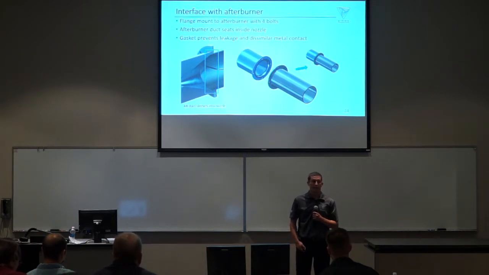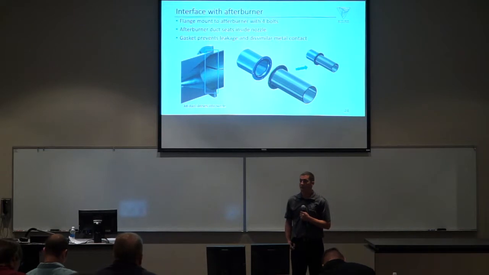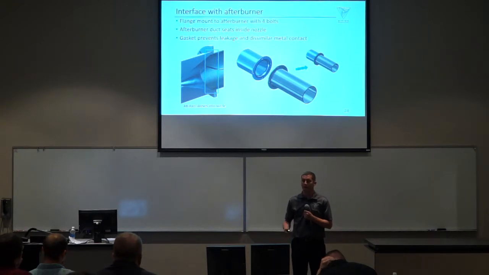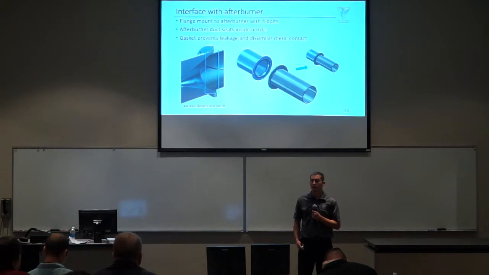So it was important that the nozzle properly interfaced with the afterburner. The nozzle mounted on the afterburner duct with a flange and 4 bolts. There was also a sleeve that came off of the end of the afterburner duct that allowed it to fit nicely in the entrance of the nozzle. There was a gasket that was fit between the 2 flanges.